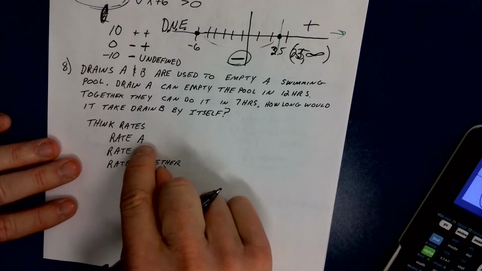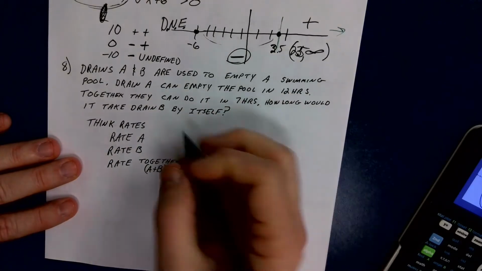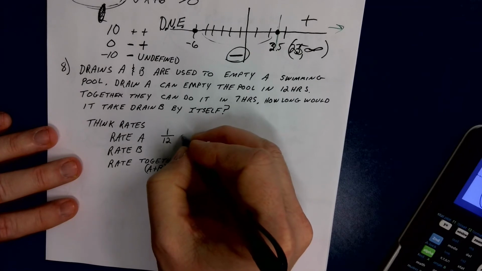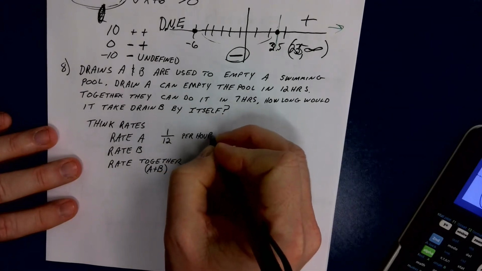So what is the rate of A? Well, it says that drain A can empty the pool in 12 hours. So it does 1/12 of the job per hour. Correct?